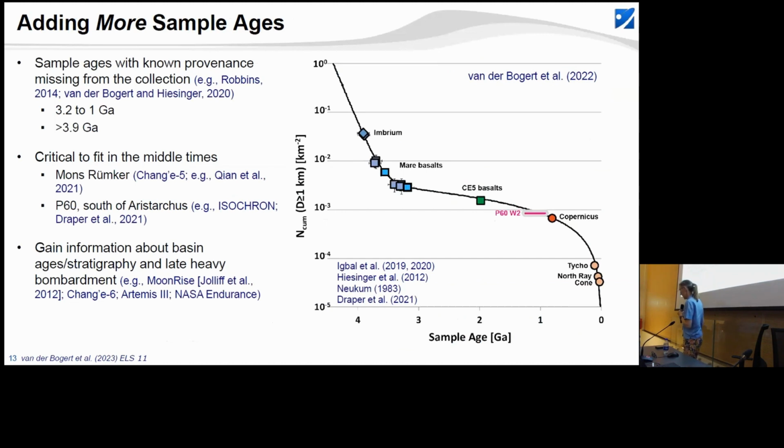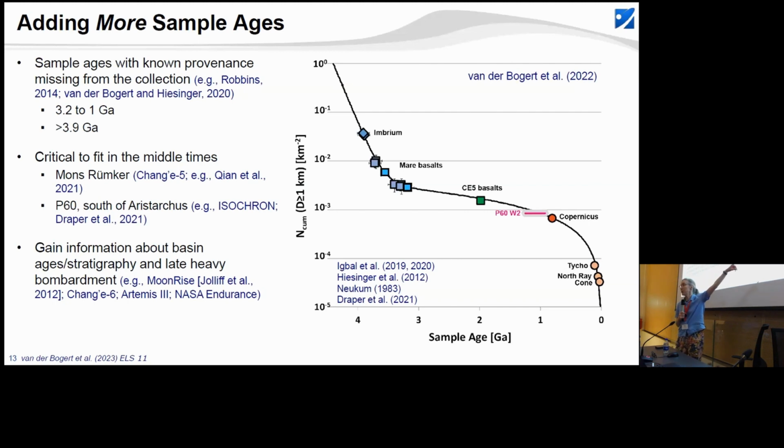Okay, so my last slide, I want to point out that it's really important to add more ages. What have we not done yet? We don't have anything up in this really old, older than Imbrium part. I mean, there's some samples that are inferred to be from Nectaris, but we don't know for sure. We need targeted missions to go and collect SPA material and maybe material from other basins that are older than Imbrium to fix that older part of the chronology function.